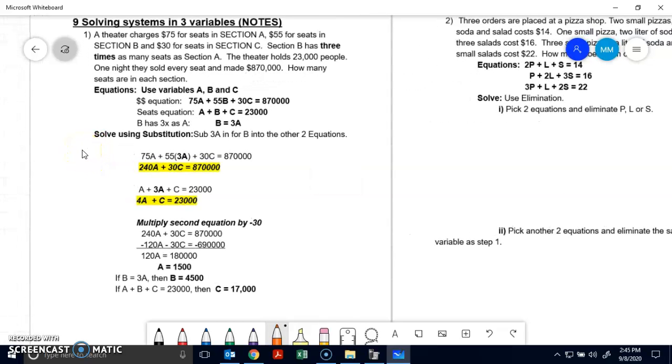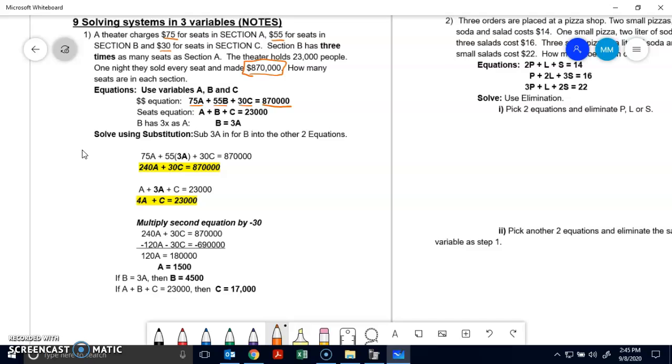We're going to be writing out an equation based on a theater that charges $75 for section A, $55 for B, $30 for C. So that should be pretty easy. $75 for each seat in A, plus $55 for each seat in B, plus $30 for each seat in C. And we're told later on that if they're sold out, they bring in this much money. So if I keep all the money together, it should come out to $870,000.